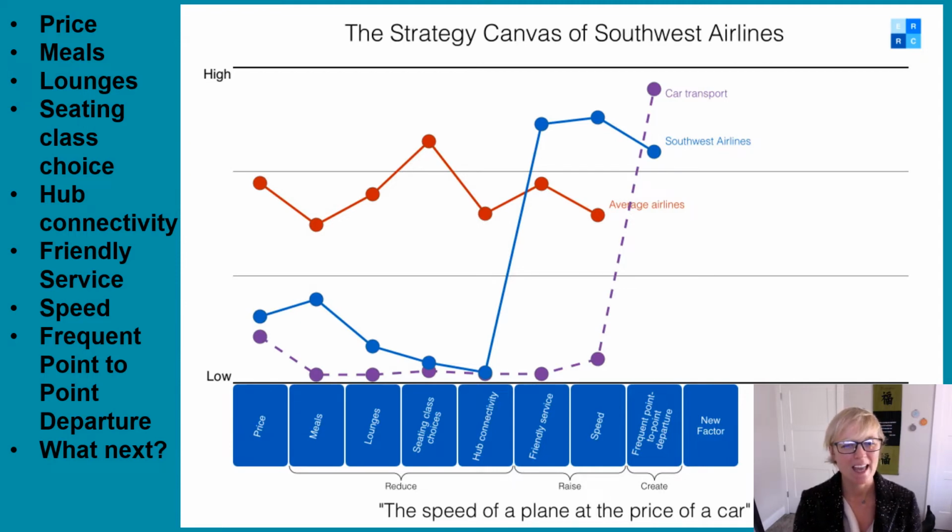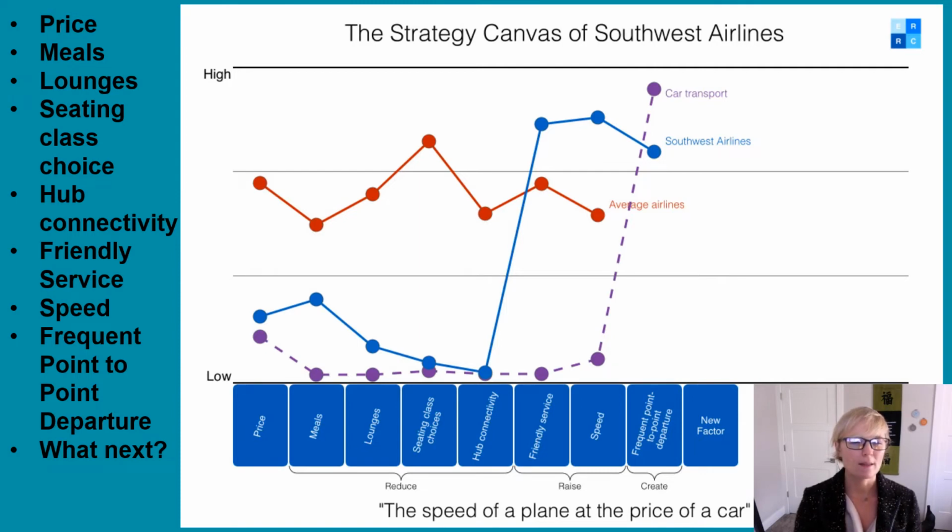So when we look here, we have three lines or dot points with connecting lines across the graph, and the red one is representative of your typical airline. The blue one is what Southwest Airlines is, and the purple dotted line is actually car transportation. So Southwest was looking to create a space for themselves where they were competing against car transportation as well.